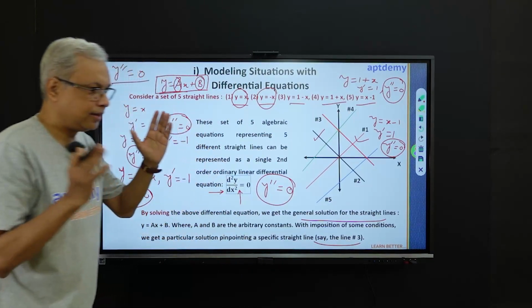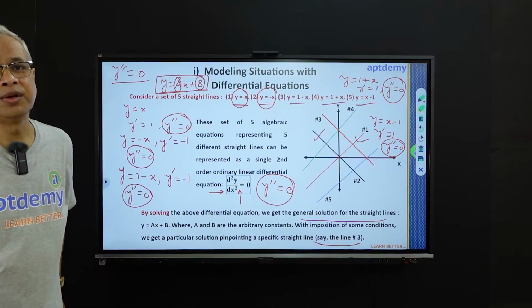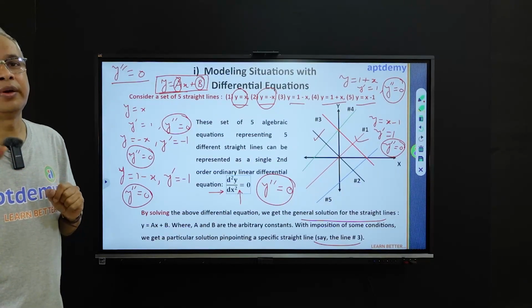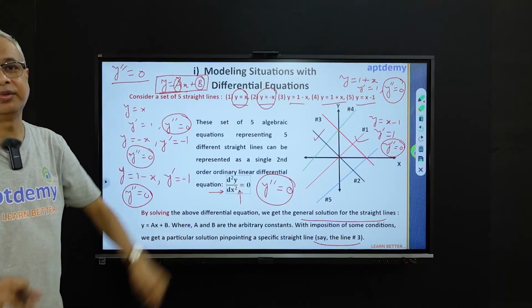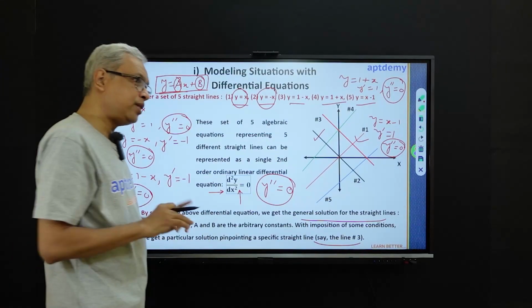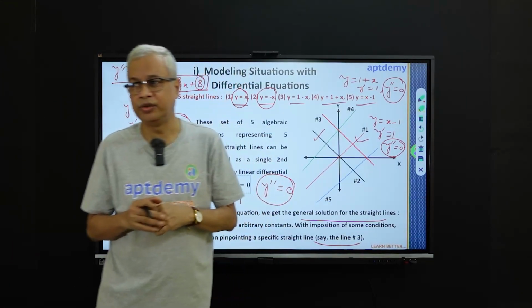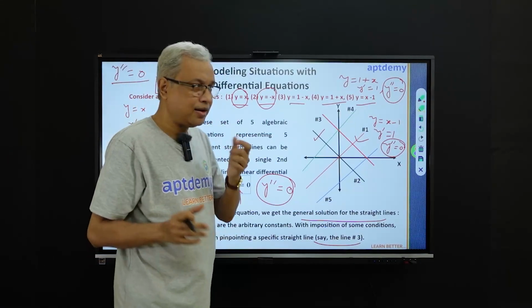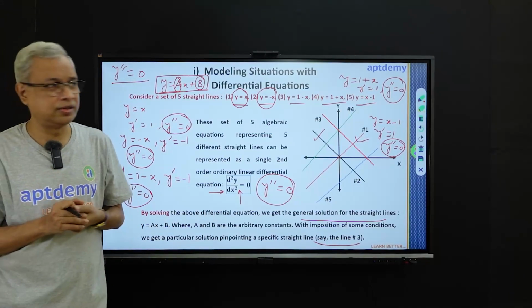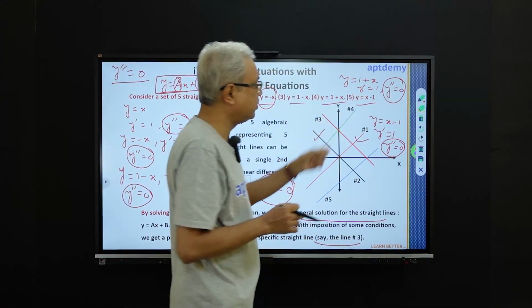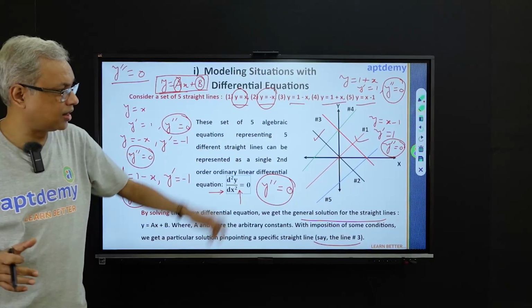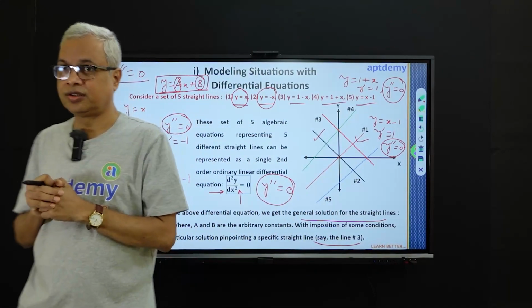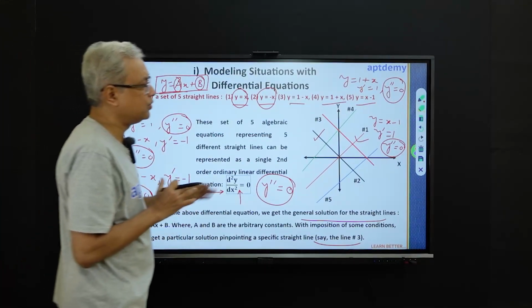So when you are provided with a set of algebraic equations, you can find out the differential equation representing those algebraic equations. And when you are provided with a differential equation, you can solve it to find the general solution for y. And if you are interested in a particular solution, that means if you want to pinpoint a particular straight line out of this set, we need to specify certain boundary conditions, initial conditions. So you will see how it is done.